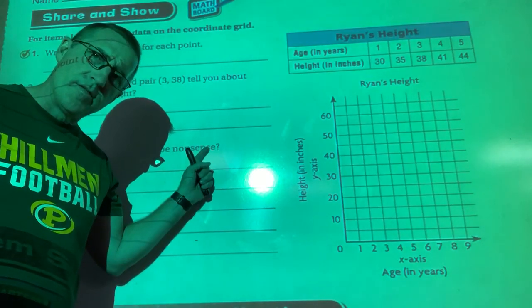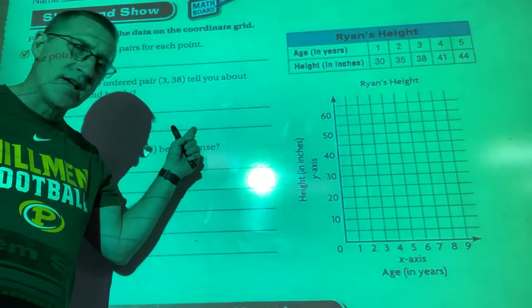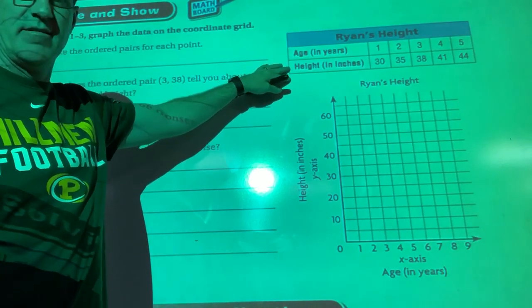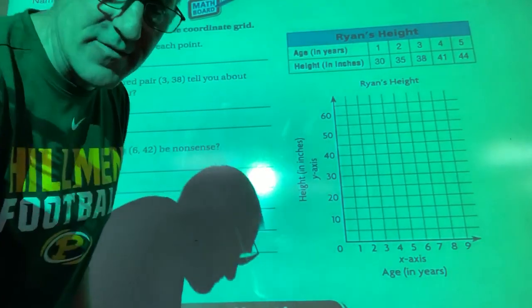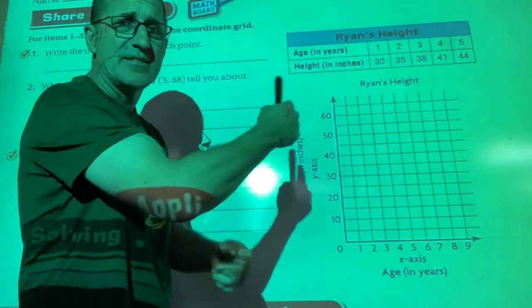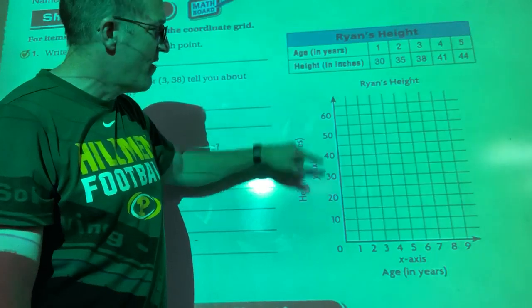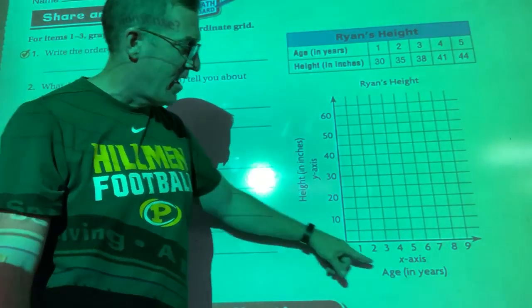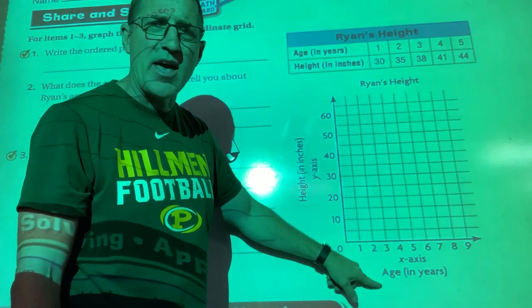Third page, top half. We got this dude Ryan. We got his age and we've got his height. And they give us this data table. We can graph this any way we want. We could actually flip these axes if we wanted to, but they've already labeled them for us. We've got the y-axis as our height and the x-axis as our age.